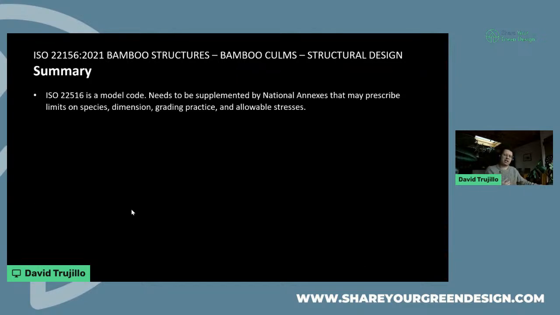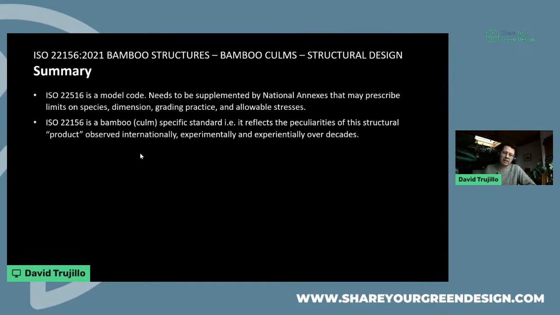And so what does ISO 22156 include? Well, it's not meant for any country in particular. It doesn't have a jurisdiction. It's a model code. It tells people, here are the pieces from which you can build your code. It needs to be supplemented by something like a national annex that could prescribe limits on species, dimensions, grading practice, and allowable stresses.